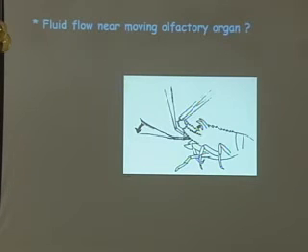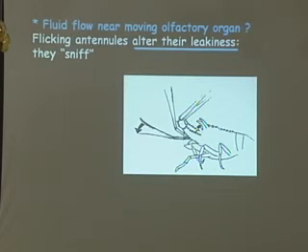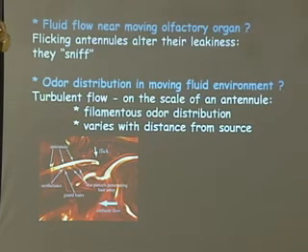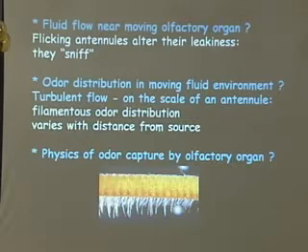If we ask, what's the fluid flow like near a moving olfactory organ on one of these crustaceans, we see that flicking antennules alter their leakiness so that only during one stage of the flick do they sniff or take a sample of their environment. If we ask, what's the odor distribution like in the moving fluid environment of an animal, if we sample it on the scale that the animal's nose samples it, what we see is that in that turbulent flow out in nature, the odor distribution is filamentous, and it varies with distance from the source, so there's information in that plume.